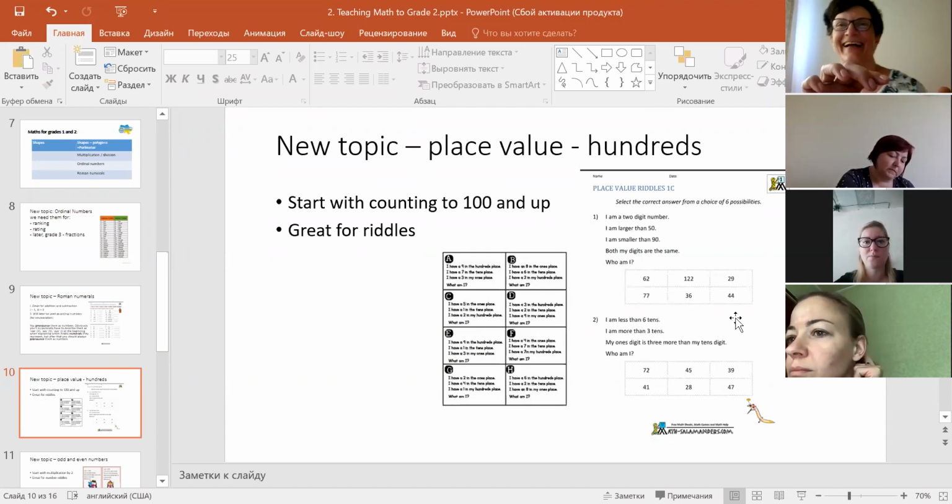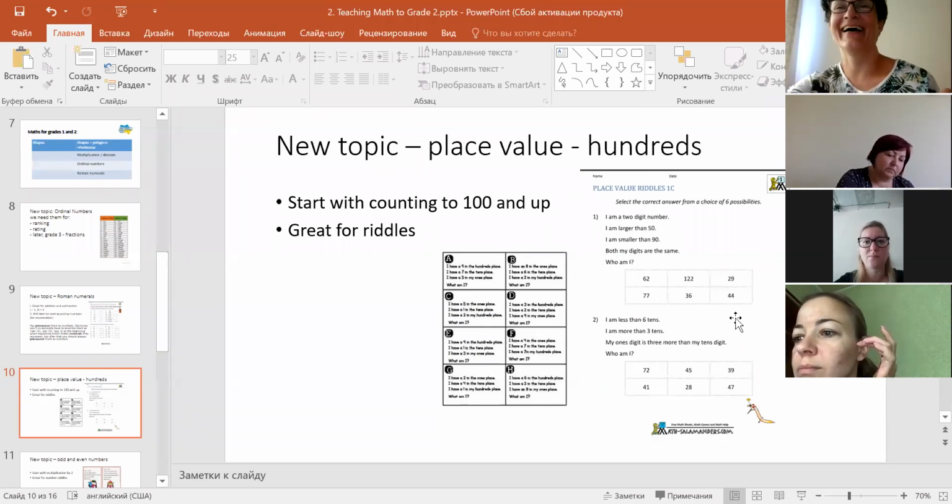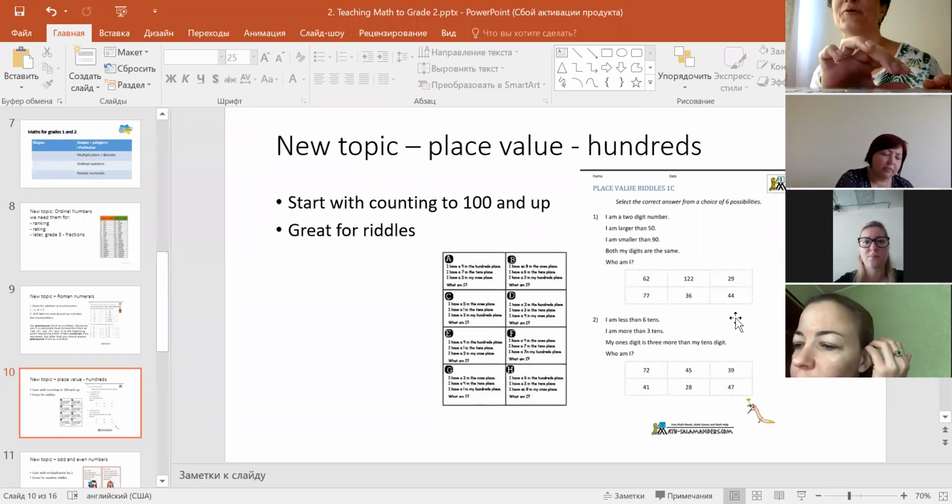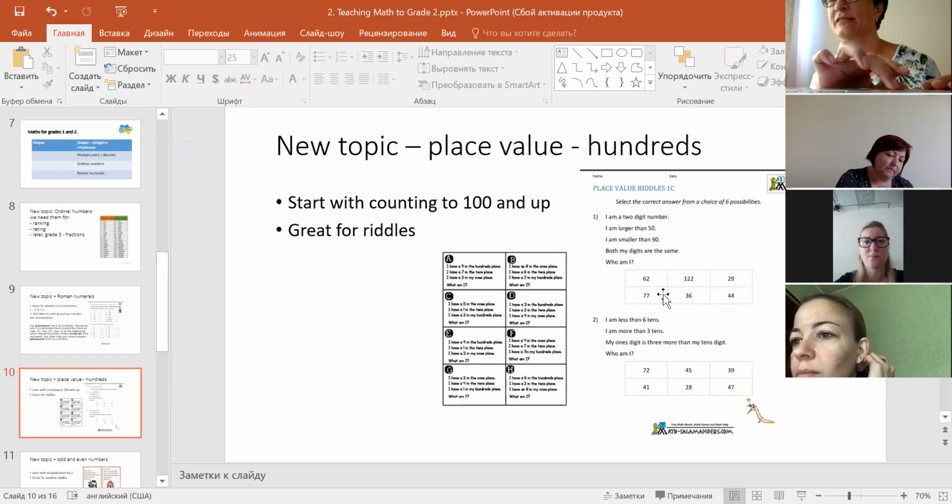66. Larger than 50 and smaller than 90. And here it is, 77. Larger than 50. Of course, it is 77.